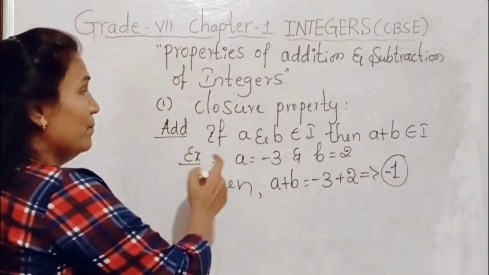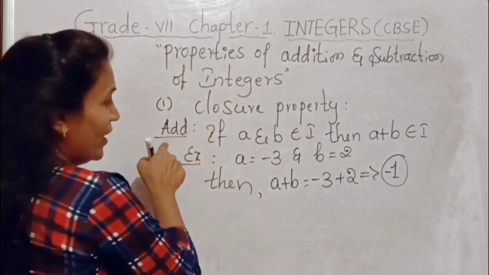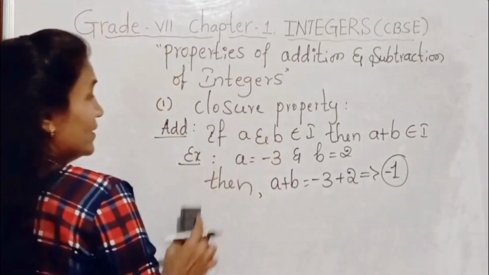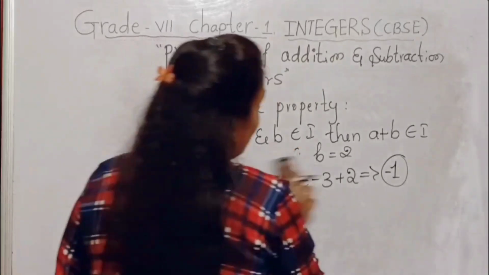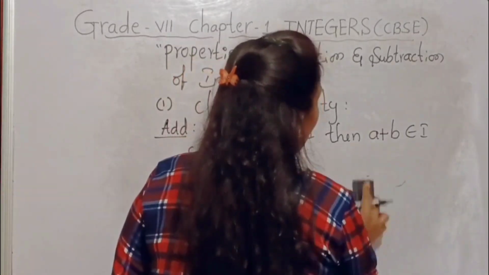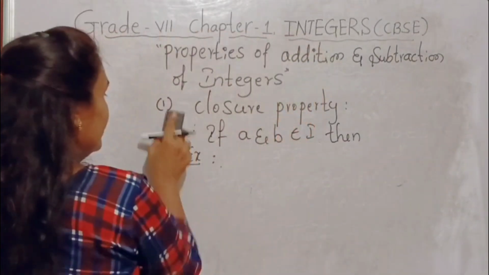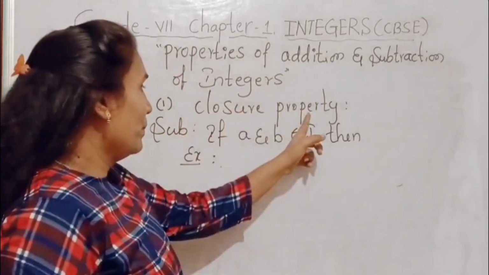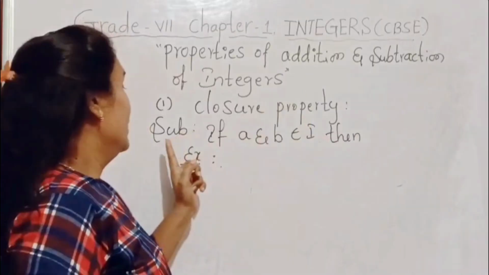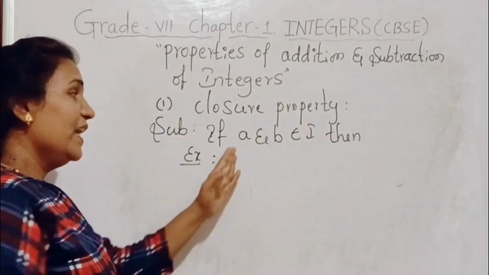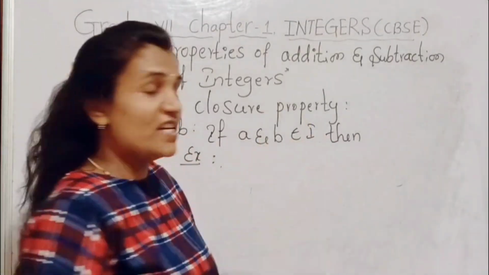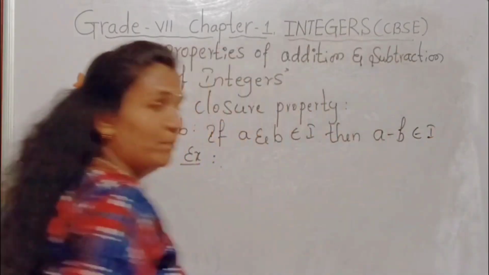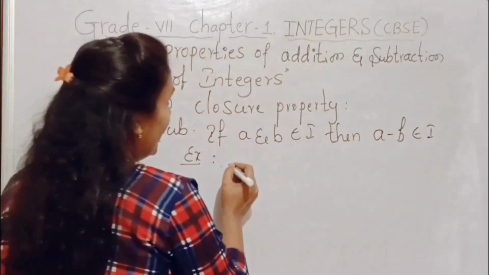Now we'll go to subtraction. Here we learned according to addition. Now we'll see that property on subtraction. We'll check whether it holds or not. Closure property of integers under subtraction: if a and b are any two integers, then a minus b is also an integer. Let me take an example.